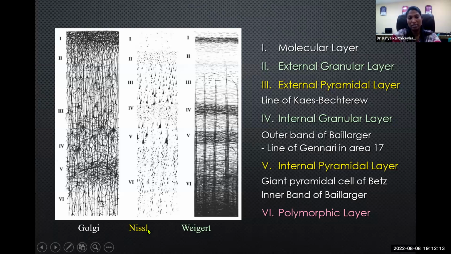This is the Golgi stain, this is Nissl stain, and this is Weigert stain. Picture from Gray's Anatomy showing all the 6 layers: molecular, external granular, external pyramidal. With Nissl stain, we can actually make out the pyramidal cells. Can you see the pyramidal cells? The cell bodies of pyramidal cells can be seen, and with the Golgi stain, all the axons can be visualized.